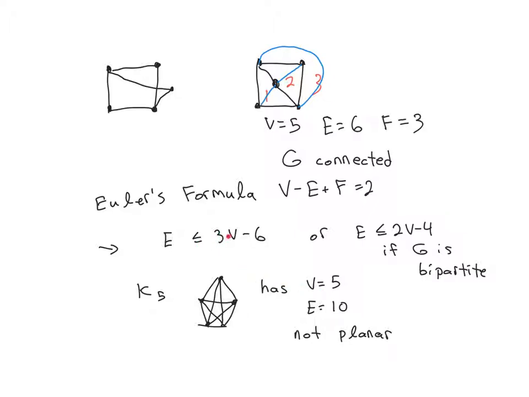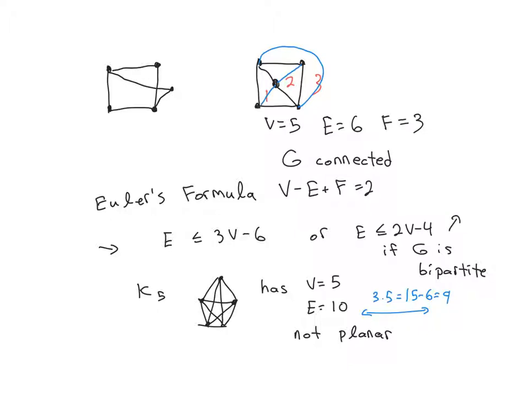And 3 times 5 is 15. And when you subtract 6 from that, you get 9. And 9 is less than 10. And so these two numbers don't match up the way they're supposed to. And so that tells you that K5 is not planar. There's no way to draw it in the plane.